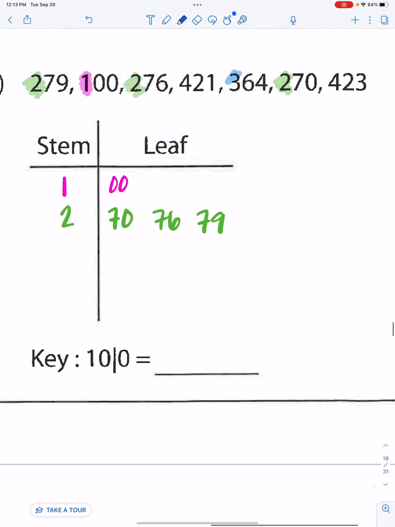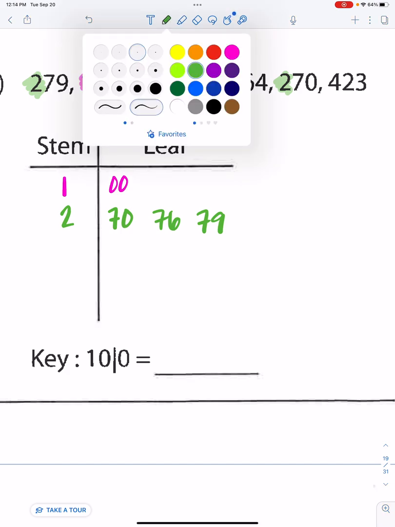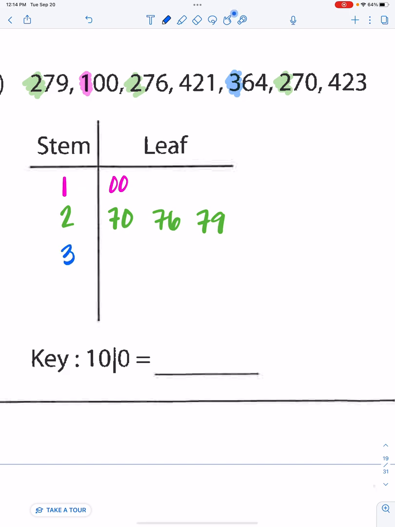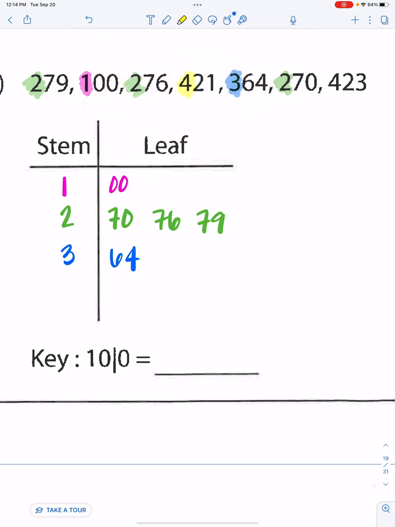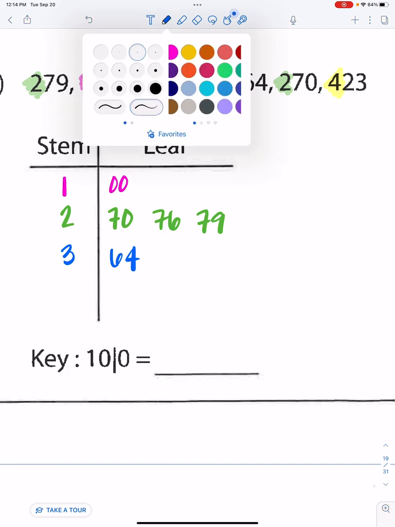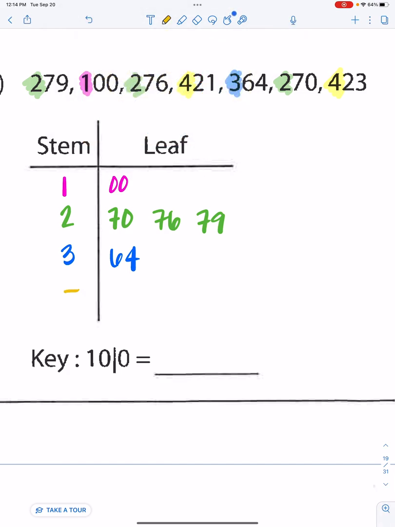Then I have just one in the 300s. It's just 364. And then I have 2 that are in the 400s. I got 421 and 423. So my stem is going to be the 4. 21 comes first. 23 comes second.